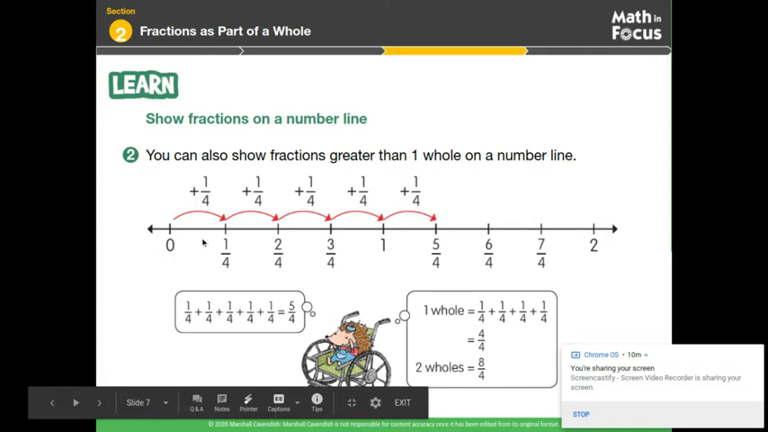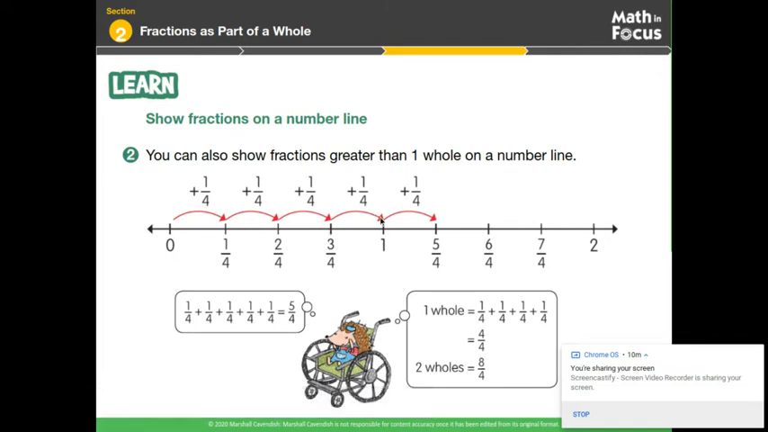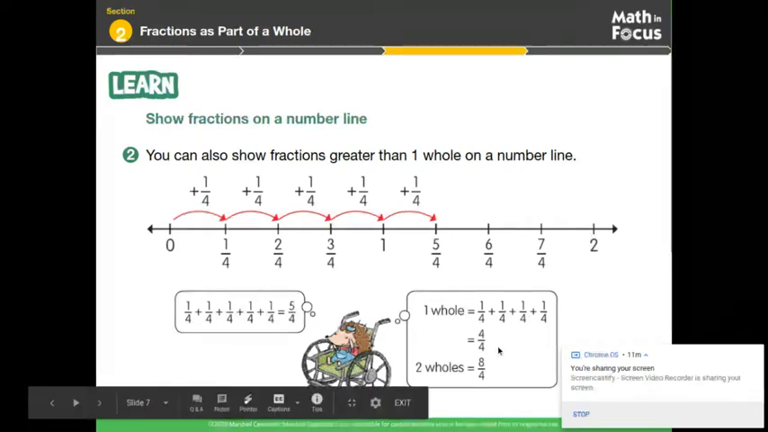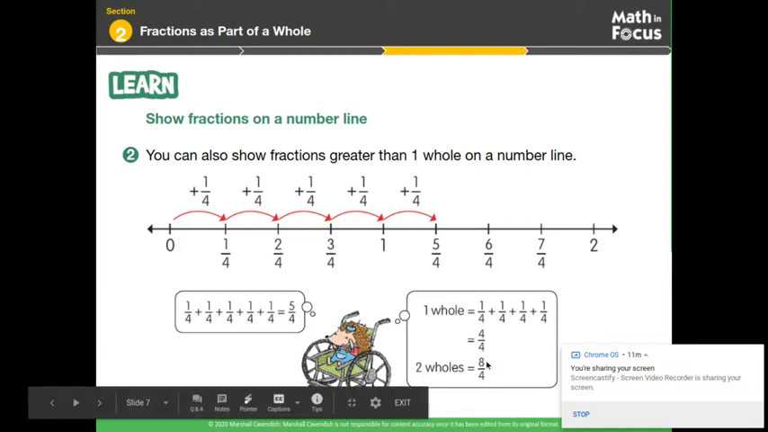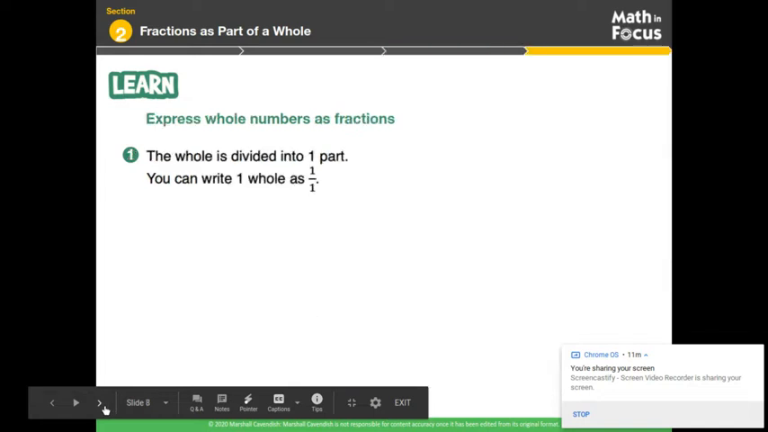1/4 plus 1/4 plus 1/4 plus 1/4 plus 1/4, 5/4. But 2 wholes is 6/4, 7/4, and 8/4. By the way, I'm going to give you a hint here. Just like I told you, when the numerator and denominator are the same, it stands for 1 whole. If you can divide the numerator by the denominator, it will give you the number of wholes. So 8 divided by 4 is 2 wholes. 8/4 is 2 wholes.